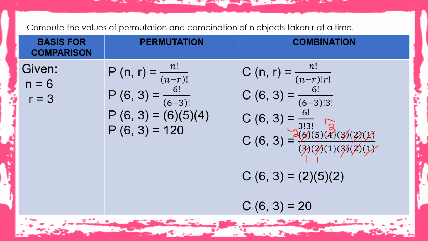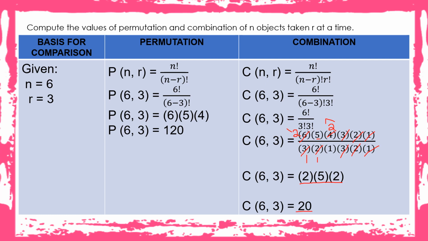And we only have 1 in our denominator, so we do not write over 1. Just simply write the remaining numbers in the numerator. So 2 times 5 times 2. So our answer, combination of 6 and 3, is equal to 20.